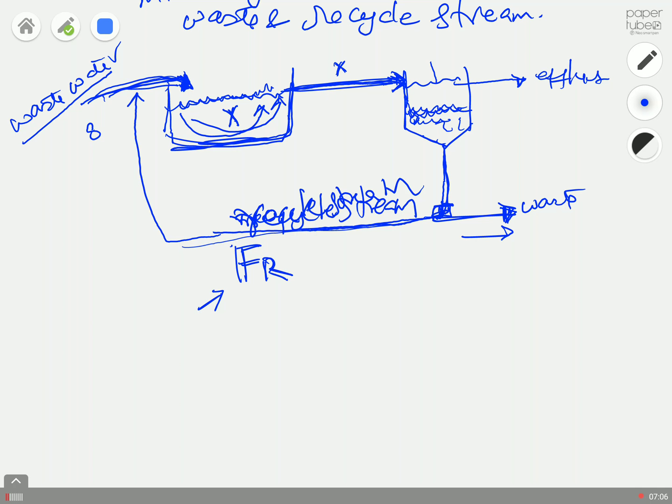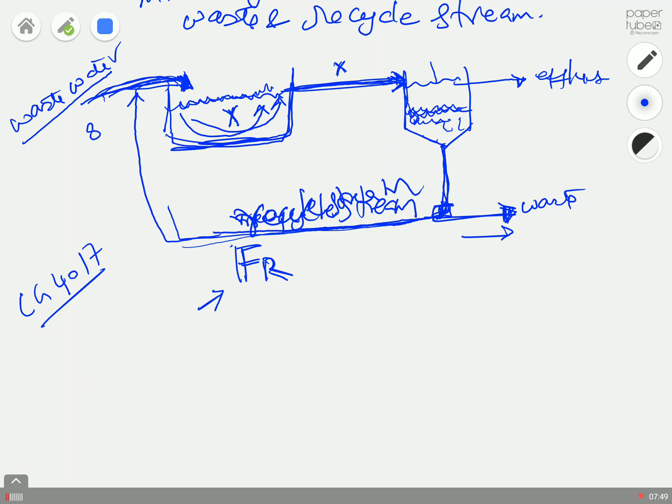So if you want to operate your reactor at a very high flow rate, imagine you pump your input stream at a massive flow rate. At the same time, if you want to maintain some microbial concentration inside the reactor and avoid washout of your microorganisms, then you must recycle some part of your microorganisms from the sedimentation tank and put them back into the activated sludge unit. So this is the main reason we recycle, but we will study this in detail next year, CG4017.